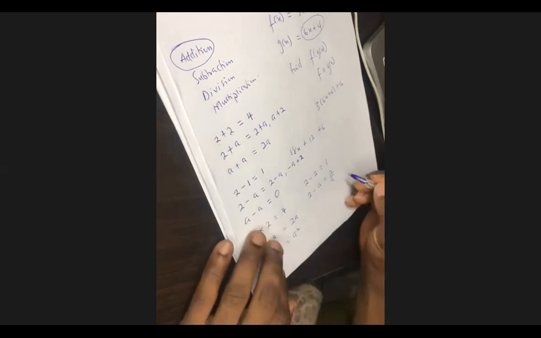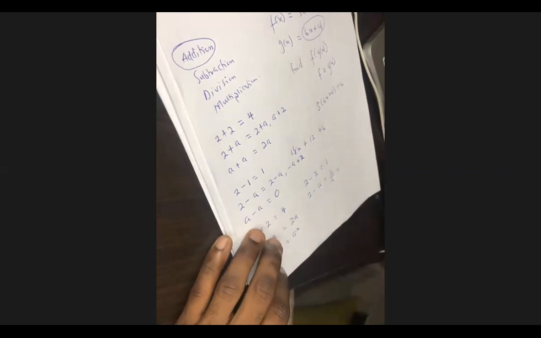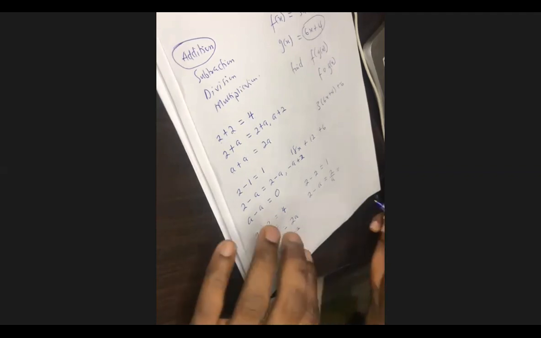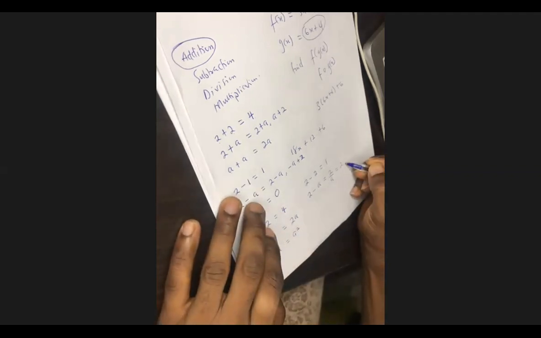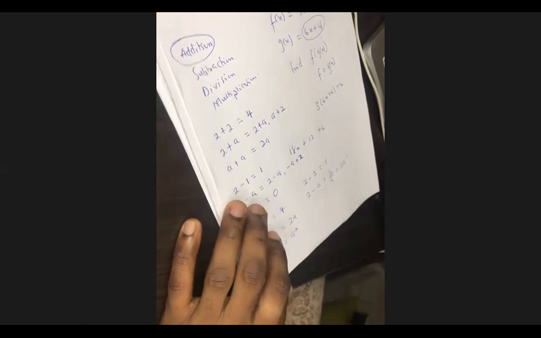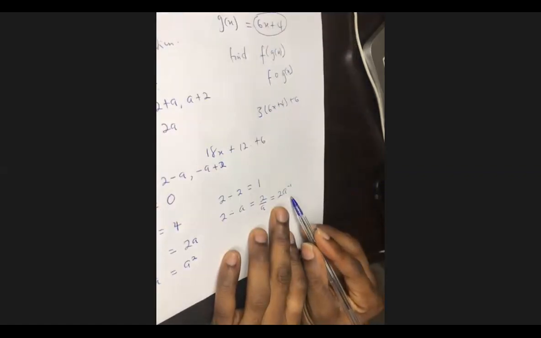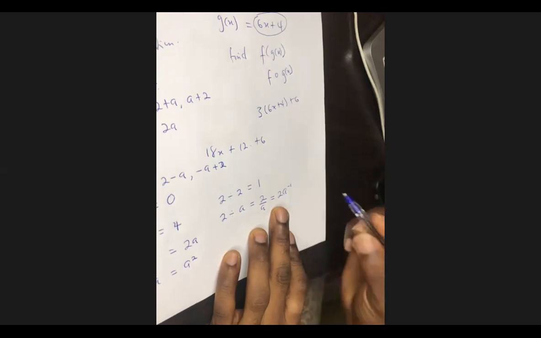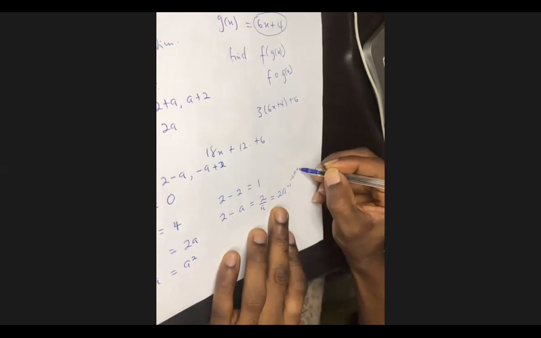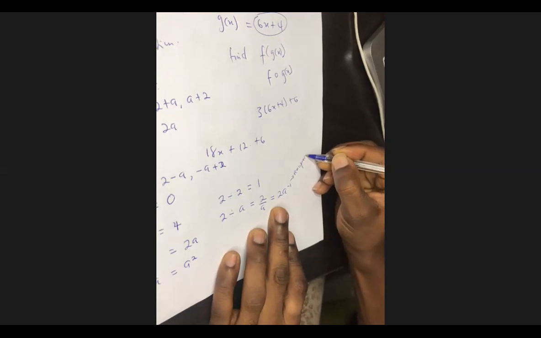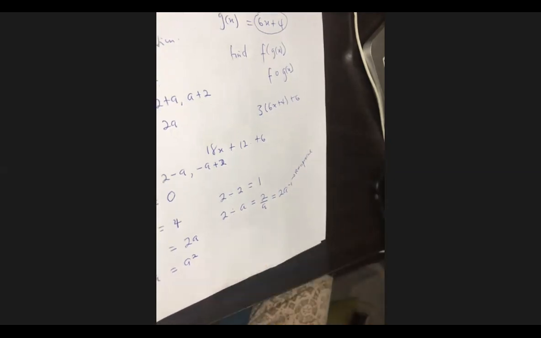Now, this can also be written as, you are an elective math student, so there are some things I will have to go a bit deeper for you. Now, this can also be written as 2a inverse, like this. It's called reciprocal. Have you heard reciprocal before?